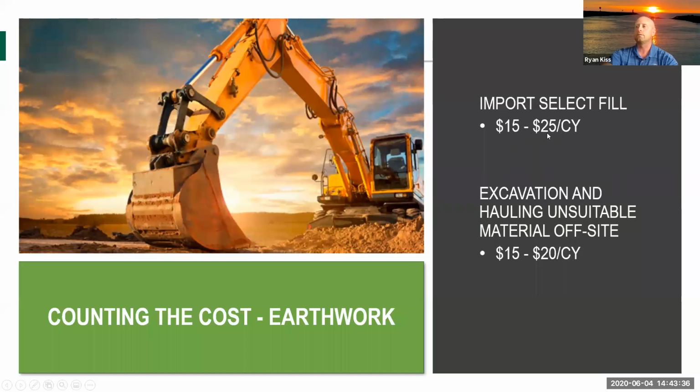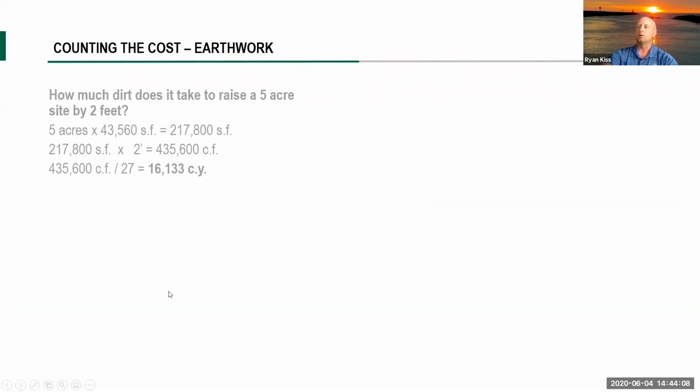You get $15 to $25 a cubic yard to bring in select fill to your site. If you've got unsuitable materials that you've cut and you can't lose it or waste it anywhere else on the site, which is becoming more and more difficult as we pack our sites full of buildings and parking lots, it's just not an area to spread bad dirt. We don't have a lot of open areas to work with oftentimes, so it just has to go off site. It's pretty similar, a little bit lower to haul it off than it is to bring it in, but those are your costs.